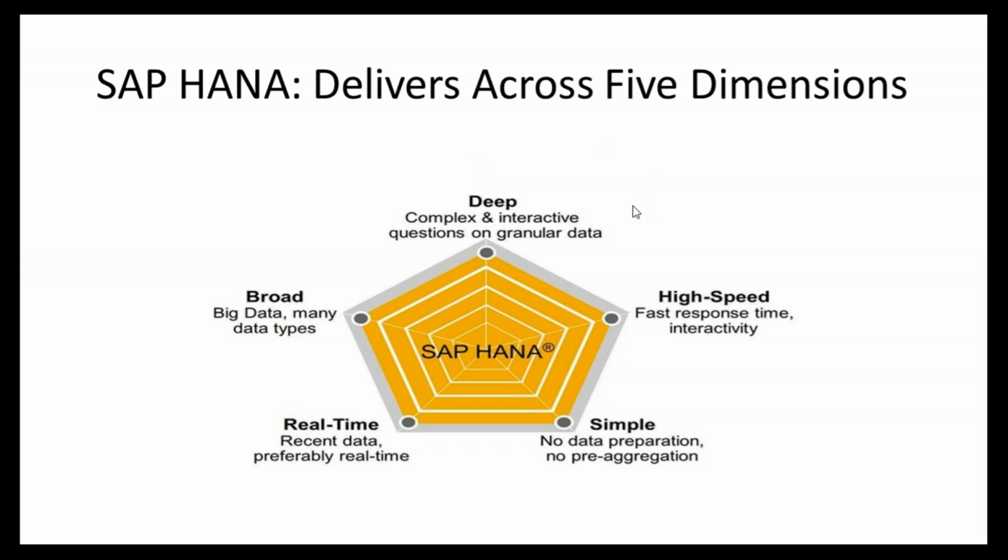So here HANA covers all the five dimensions. It is high speed, it is simple, it's real time data, recent data, because real time data is something which is now, as the business is happening. You can do the analysis on the data. It was highly impossible prior to the introduction of HANA. Then we have big data and many data types. So we have a broad way of storing the data, and we have deep, complex, and interactive questions on granular data. So we can dig around the data and do more analysis. So these are the things. All the five dimensions have been covered in SAP HANA.